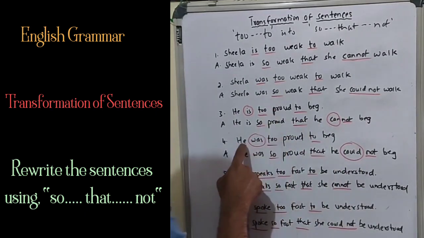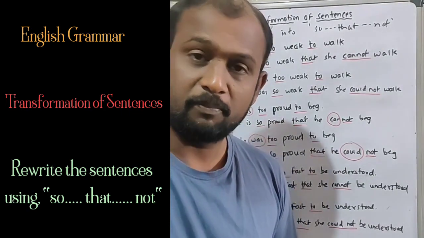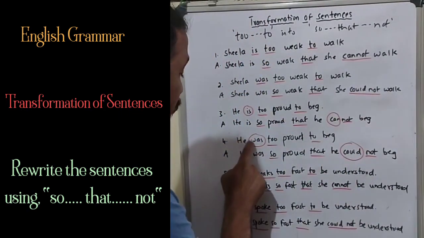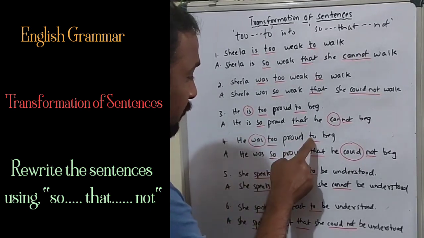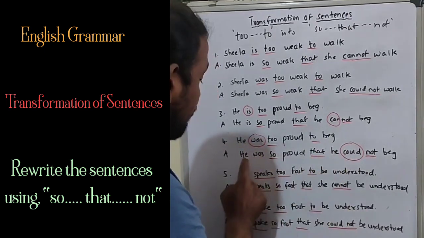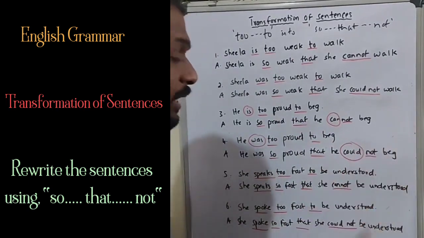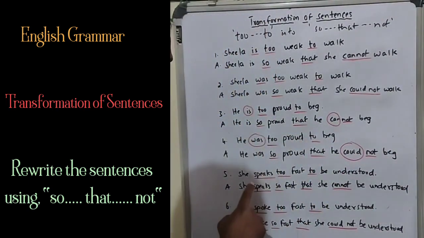The same example has been given in past tense. He was too proud to beg. Is has become was here, so this means it is past tense. In case of past tense, only one difference, that is could not. See, he as it is, was as it is. In the place of too, use so. Proud as it is. In the place of to, first start with that. And before using could not, you write the pronoun. He, the subject is already a pronoun, so write he. Could not beg. As simple as that.